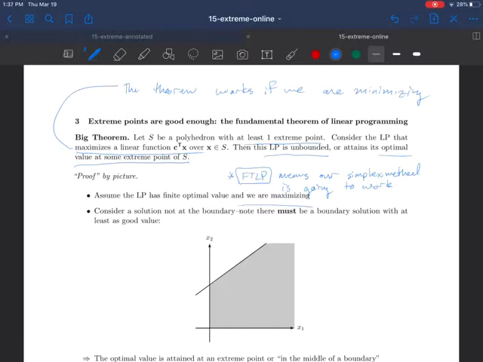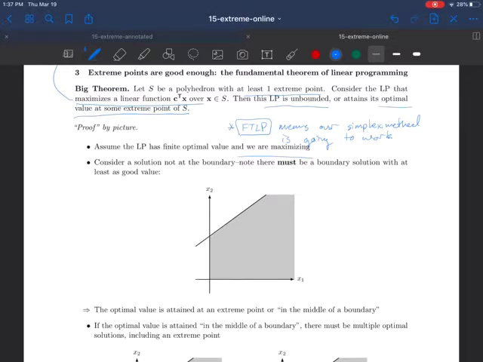Okay, so let's just assume, so what do we need to do? We need to show that an optimal solution is going to exist at an extreme point. So the first thing you might say is, well, what if we were not an extreme point and say this point X, could it possibly be the max? So let's just think about what that would mean.